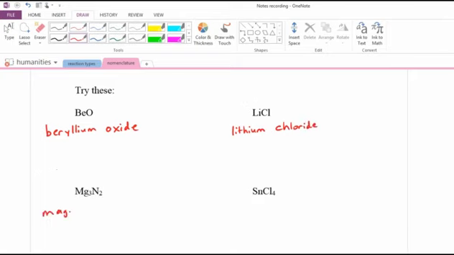Mg, magnesium, group 2 metal, no Roman numeral. Nitrogen becomes nitride.